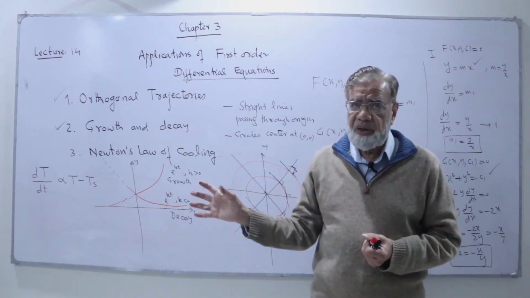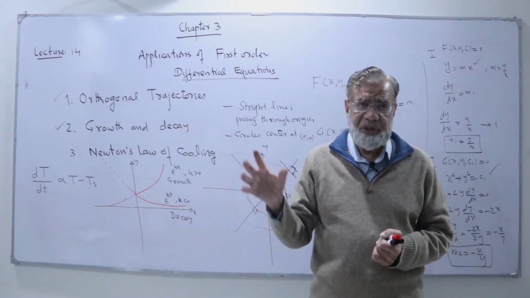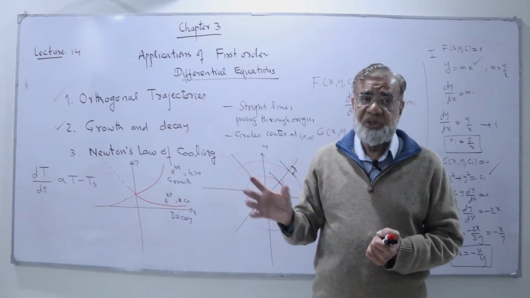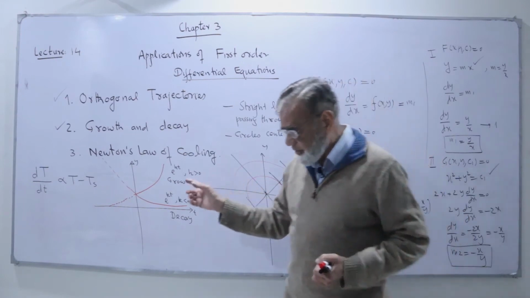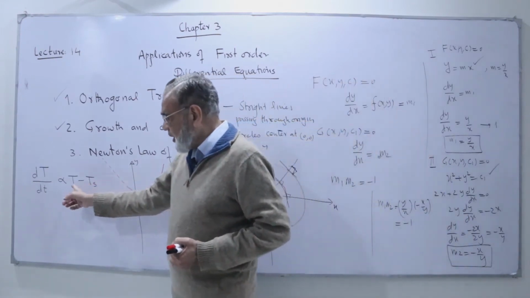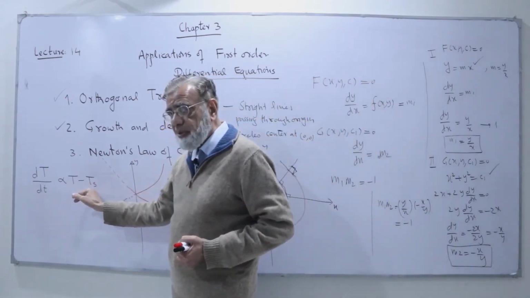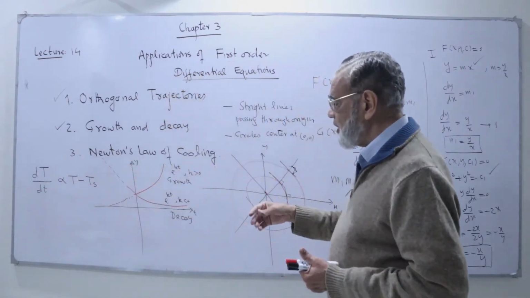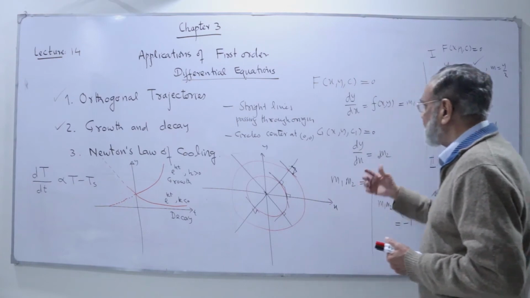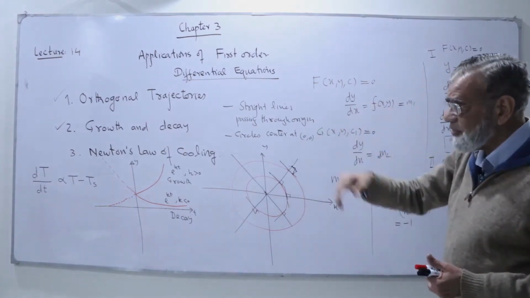If you take this hot water and put it in the refrigerator where the temperature is minus 10, the difference is 90. So the temperature decreases very fast. So we say the rate of change of temperature is proportional to the difference between the temperature and the surroundings we are putting it in. These are all described by first order differential equations.